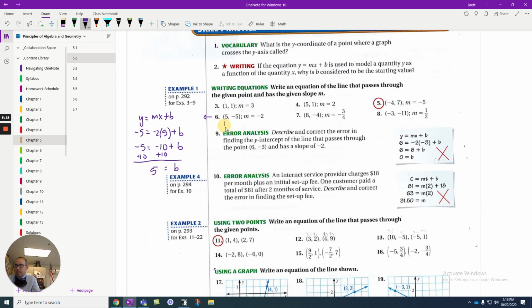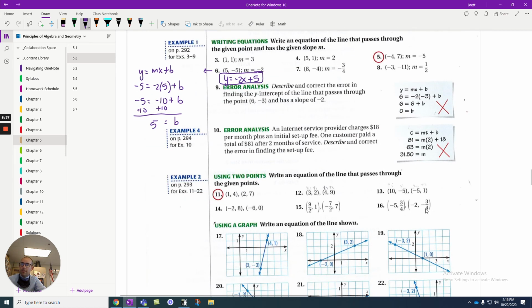That means that for number 6, my equation should be y equals negative 2x, the negative 2 because of the slope, plus my y-intercept of 5. That is the answer to question number 6. The issue is we've got to know the slope and we've got to know the y-intercept.